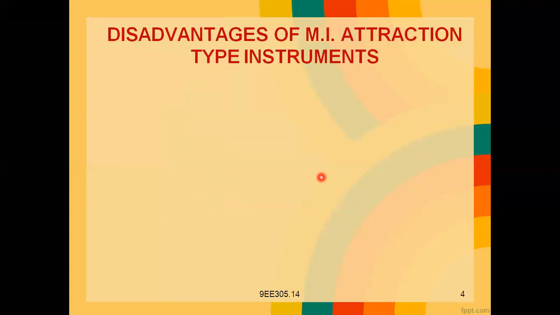Coming to the disadvantages of moving iron attraction type instruments, it has non-uniform scale. Both of the MI instruments, whether it is attraction type or repulsion type, both will have non-uniform scale because the deflection torque is proportional to square of the current. And of course, if you go for a spring control where the controlling torque is proportional to the angle of deflection, then also you will have deflection proportional to square of current. Hence, we will have non-uniform scale.